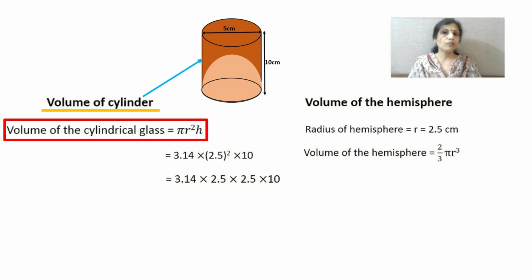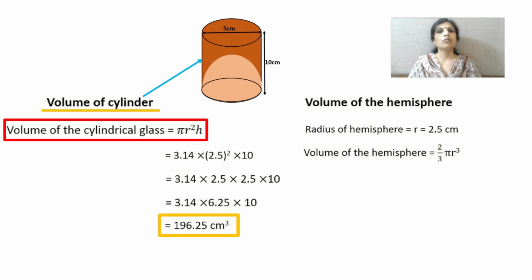Square of 2.5 is 6.25. So 3.14 into 6.25 into 10. If you multiply this, your answer is 196.25 centimeter cube, which is the volume of the cylinder.